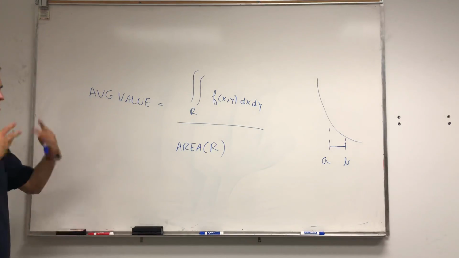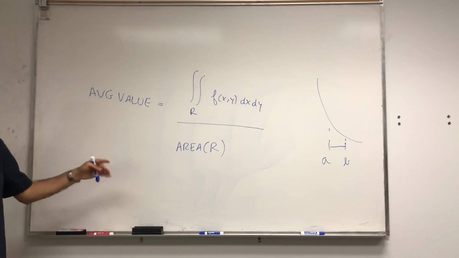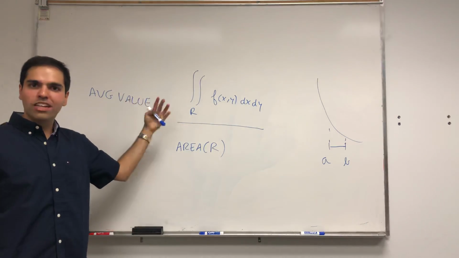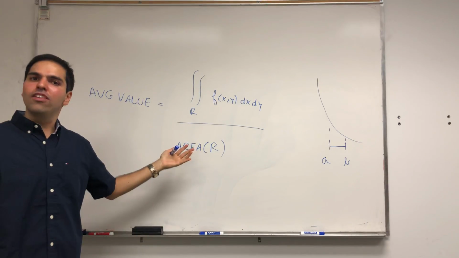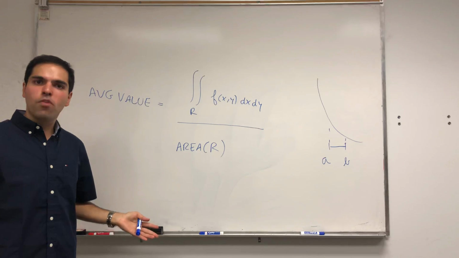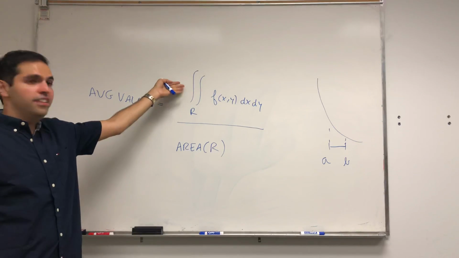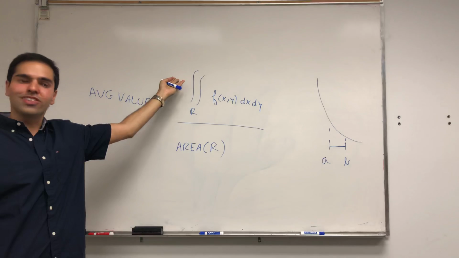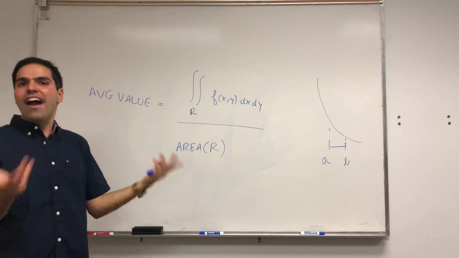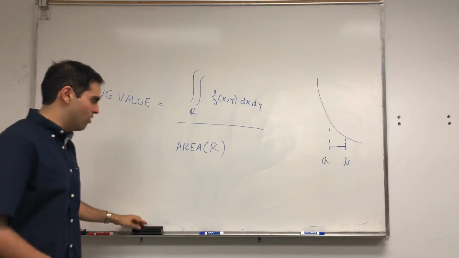And by the way, this makes sense in terms of average values. An average value, what is that? It's the sum of all the values divided by the number of values, which in this case, well, an integral is just a sum, and the number of values is the area of our region.